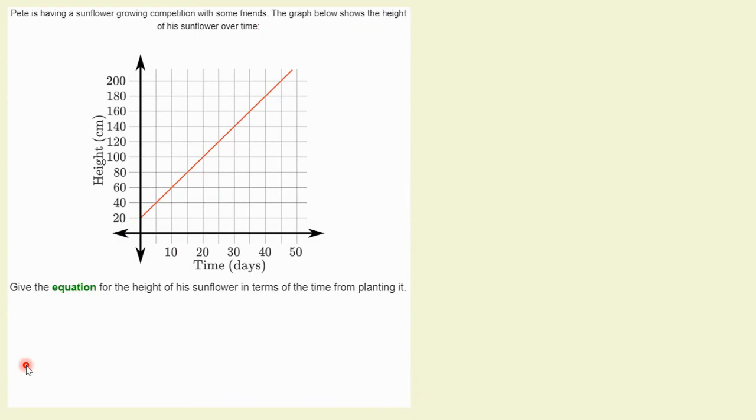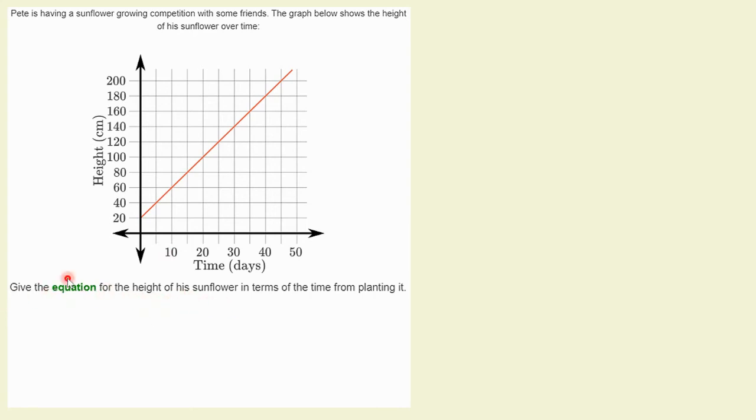Let's have a look at a question that's in a bit more context. This is the kind of thing that the internals really focus on. You're not just going to get something that says, here's 2 equations and work with that. You're going to get something in a bit of a context. So here we've got Pete's having a sunflower growing competition. The graph below shows the height of his sunflower over time, and we can see he's measured the time in days, and he's plotted his straight line graph. He's got the height of the sunflower against the time in days.